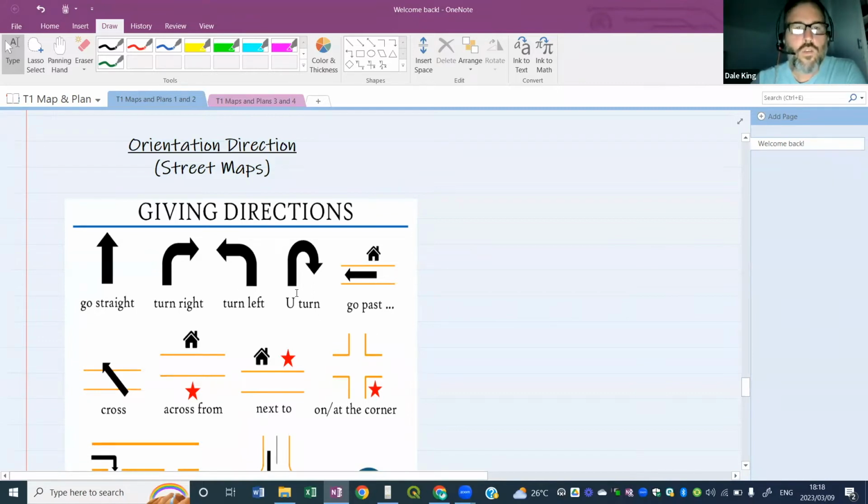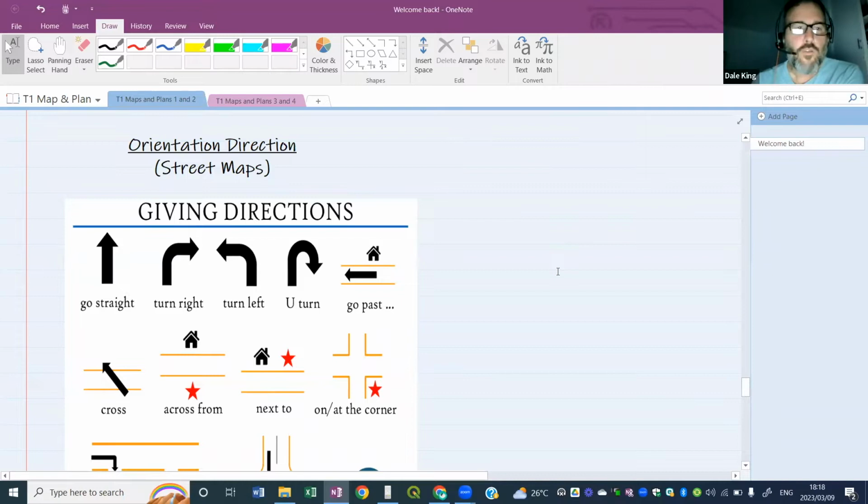You can say do a U-turn, which means if you're going in one direction, you need to turn around and go back in the other direction. Go past a point. Now this is very important because often when you guys do this, you always use go straight, turn left, turn right, but you don't use the words go past. So especially if it's a very short distance, then it's important to refer to places on the map.